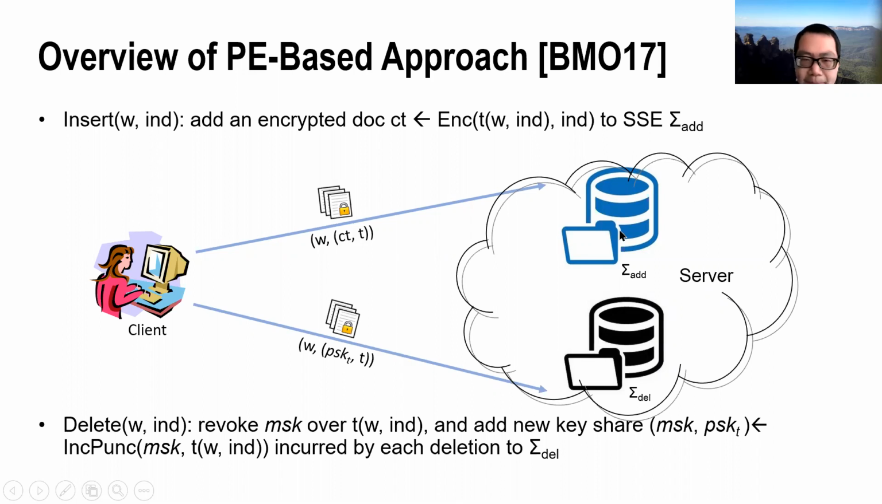SSE instance sigma add. When the client wants to delete a document ID containing keyword W, she first revokes the decryption capability of the current master secret key over the associated tag by invoking the incremental puncture algorithm. This algorithm will generate a new master secret key and a new punctured key share. Then the client will update the locally stored master secret key and upload the new punctured key share together with the tag T to the server by using the second forward private SSE instance sigma delete.